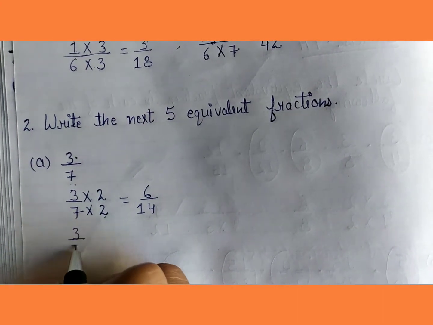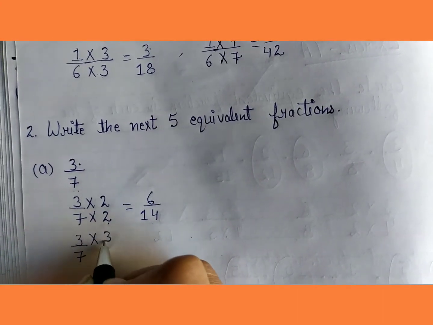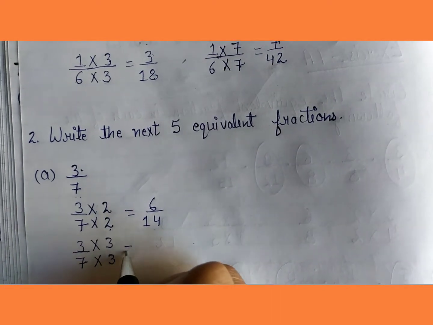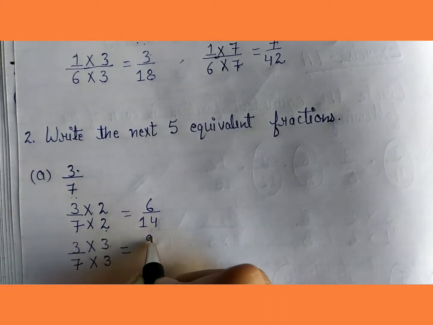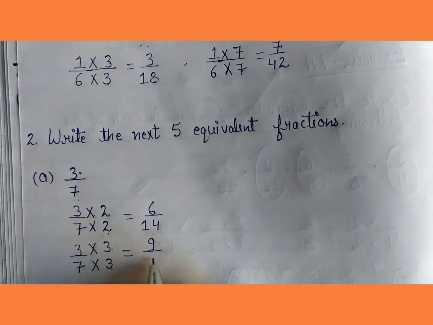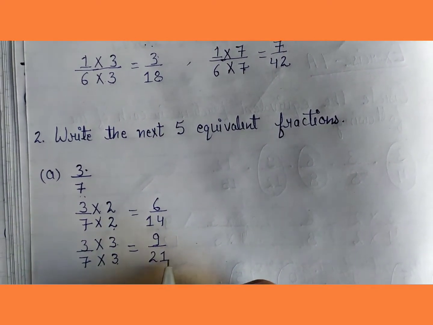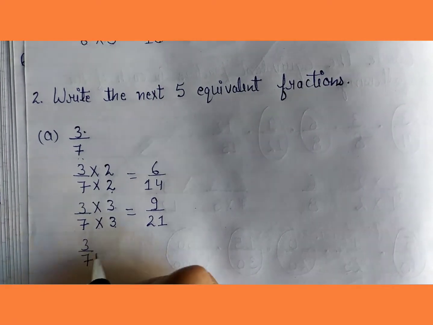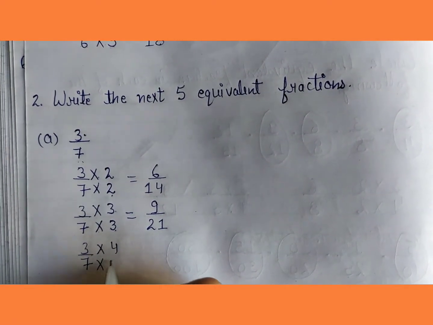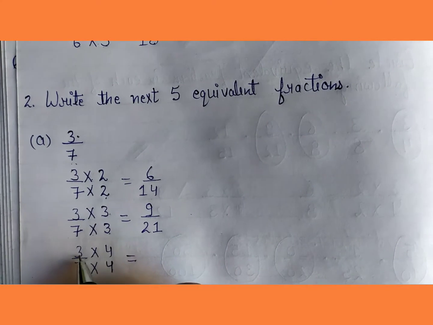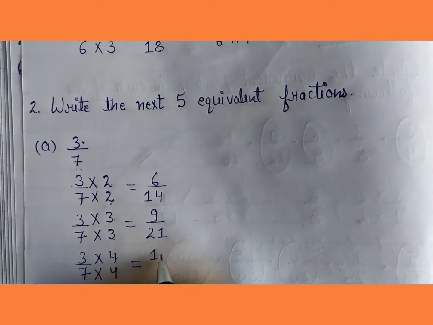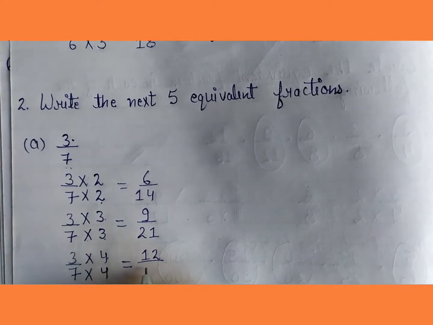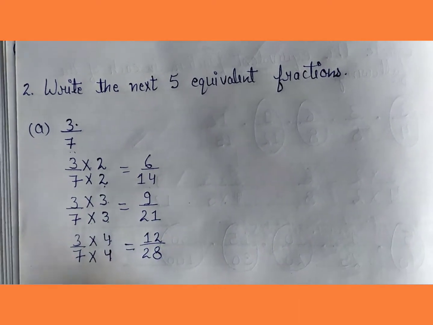Again write 3 upon 7. Multiply by 3 in the numerator and denominator. 3 multiplied 3 equal to 9. 7 multiplied 3 equal to 21. 3 upon 7. Multiply by 4 in the numerator and denominator. 3 multiply 4 equal to 12. 7 multiply 4 equal to 28.